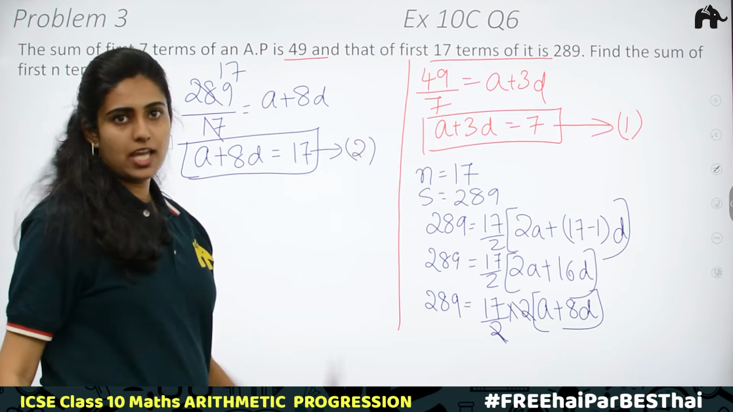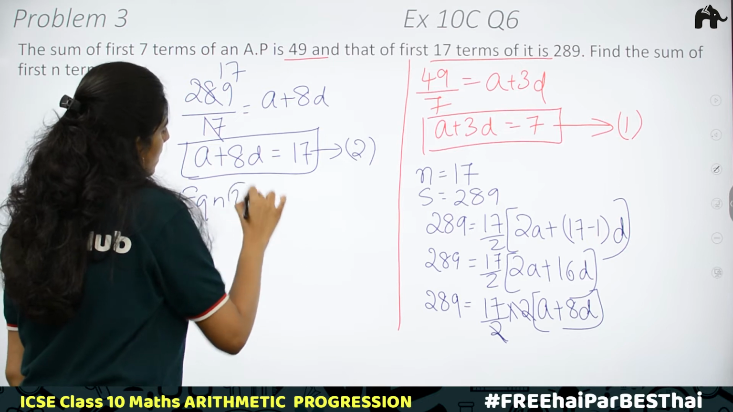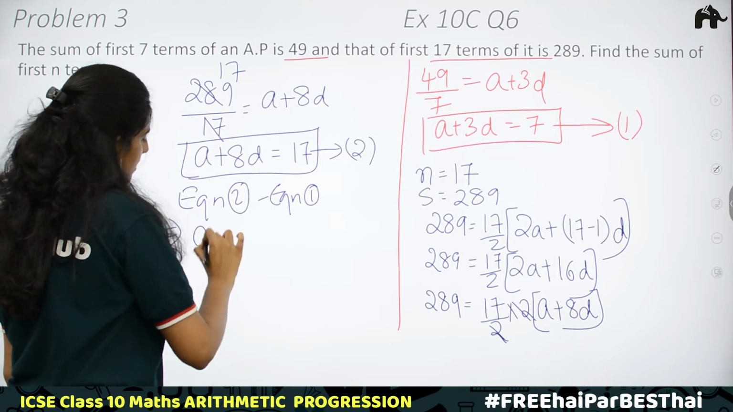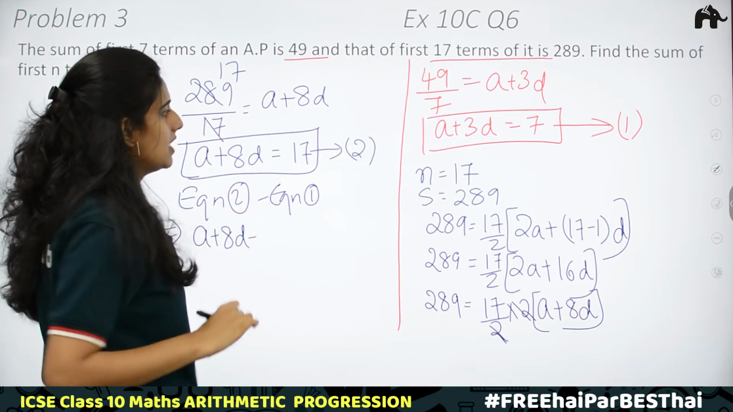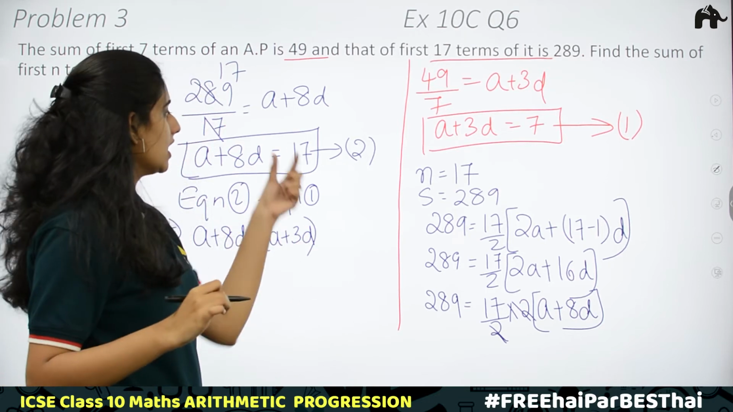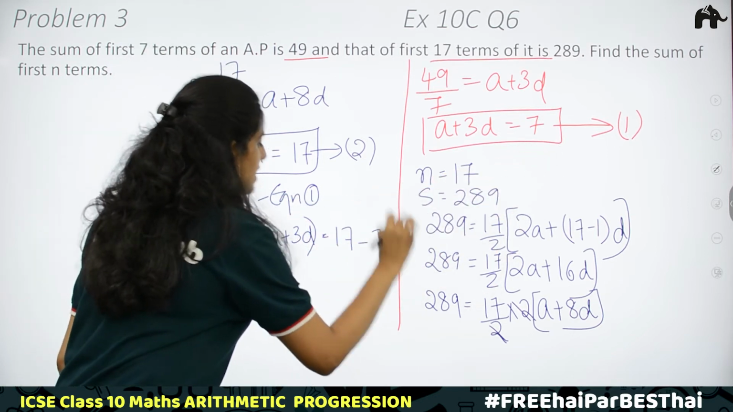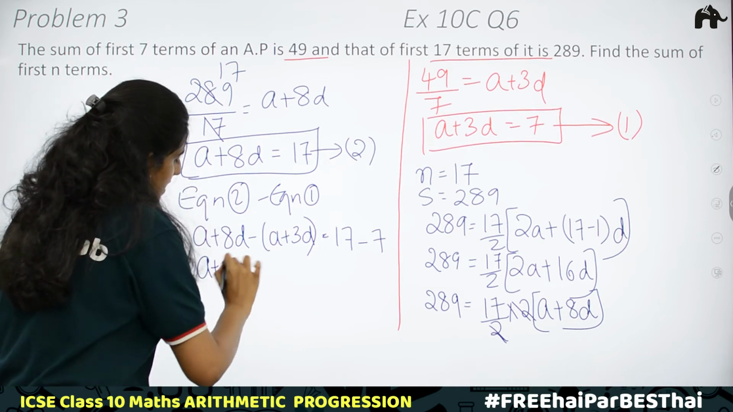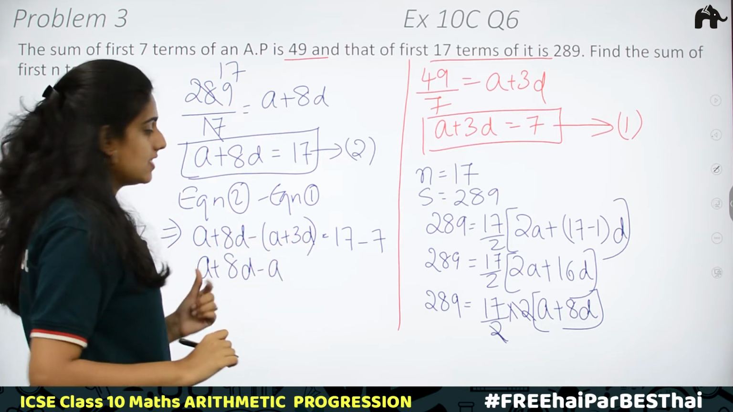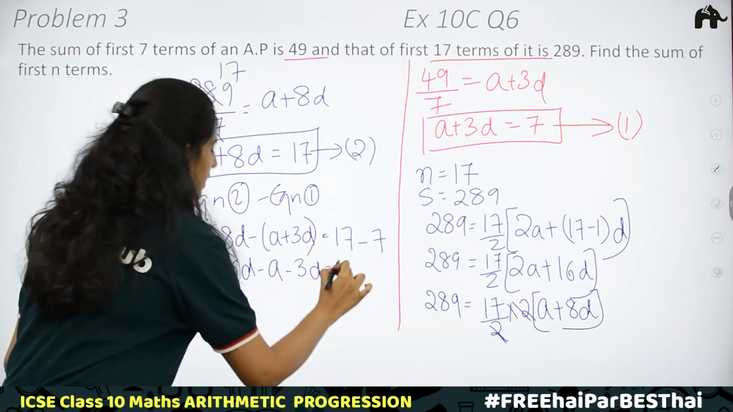Now comparing 1 and 2, I am going to subtract equation 1 from equation 2. Equation 2 minus equation 1. We get, on the left hand side, a plus 8d minus, on the left hand side we have a plus 3d. What about the RHS? Here we have 17 and here we have 7. 17 minus 7. a plus 8d minus a, removing the brackets, we distribute this negative sign: minus a minus 3d is equal to 17 minus 7, which is 10.